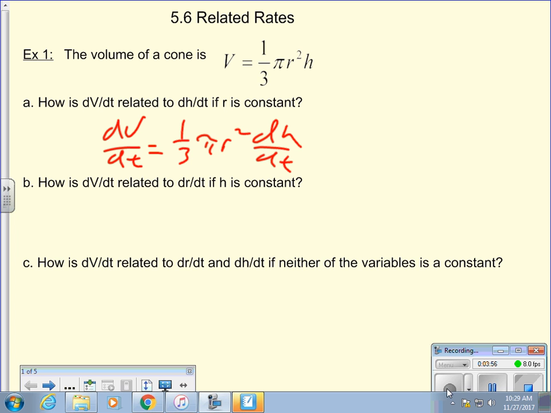How is dV/dt related to dr/dt if h is constant? Give that one a shot. Just real quick, see if you can do it. Same idea, only height is the constant. r is my variable. Just see if you can come up with it.